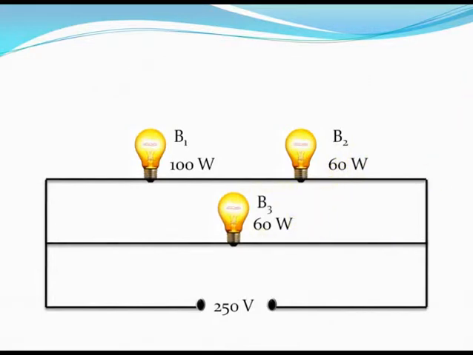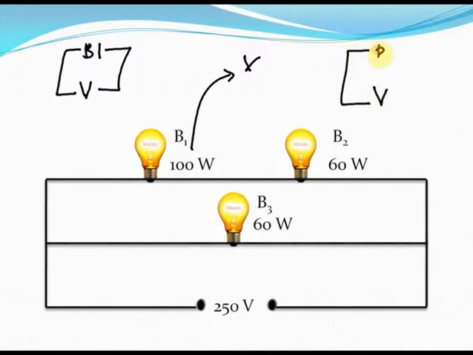Well, not really. This is because the power values that are mentioned do not represent the actual power consumed by the bulbs. You see, the power values mentioned represent the power consumed by the bulb when a standard voltage V is applied across the bulb. Understood? So if you take B1, and you apply a standard voltage V across it, that is the case when it will consume 100 watts. If you apply the same voltage V to B2, then again it will consume 60 watts. And if you apply the same voltage V to B3, then B3 will also consume 60 watts.